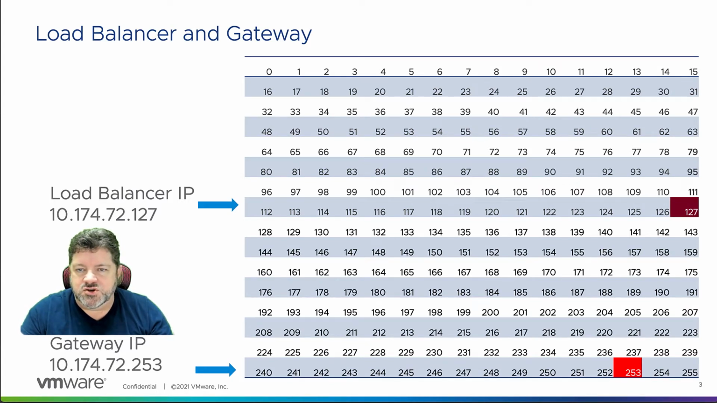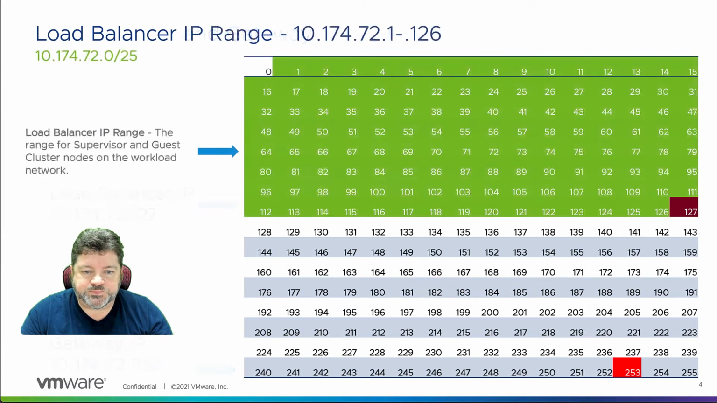.253 is being used for the gateway IP, so we can't use those for any of the workload management networking. So what we're going to do is use CIDR notation to block out a chunk of IP addresses. Using, in this example, 10.174.72.0/25 gives us the load balancer IP range.